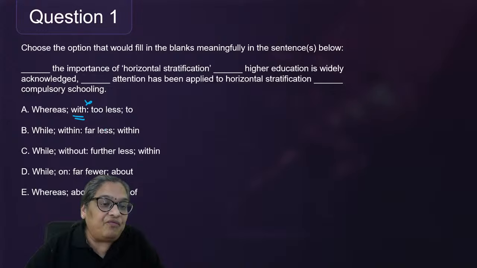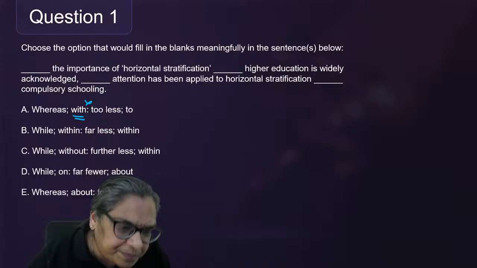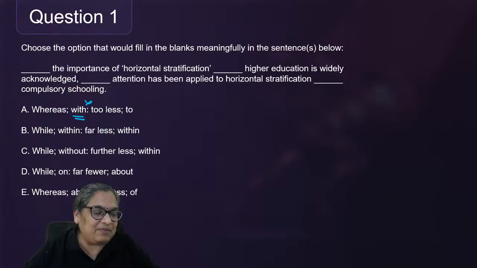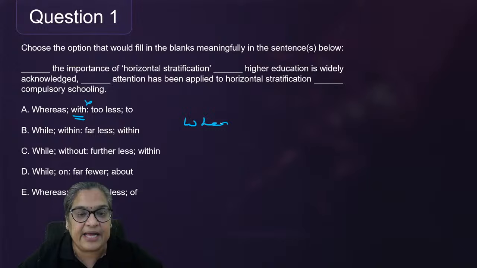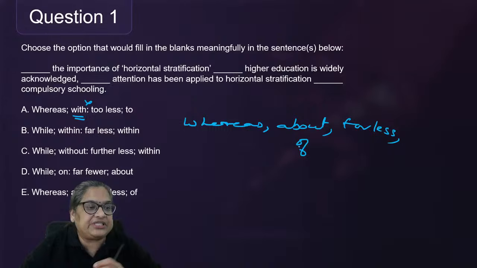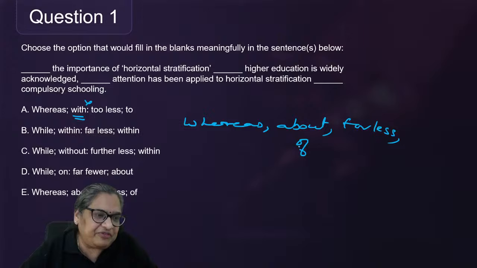Vrinda, now you are saying the last option is not visible. Is my face coming in the way? All right, somebody in the tech team will look at this. The last option is whereas, about, for less of. Can you see it now, Vrinda? Whereas is the first word, about is the second, for less, five options. D, Jayant thinks it's D.